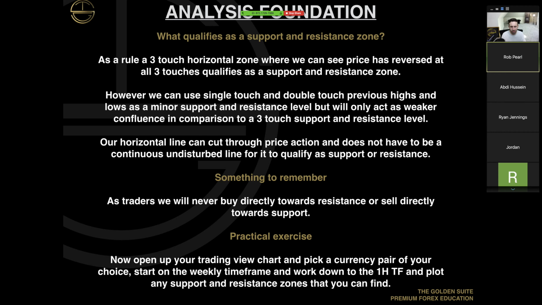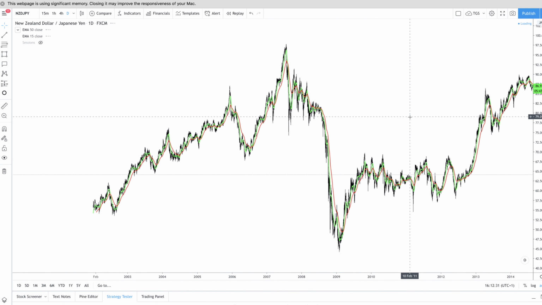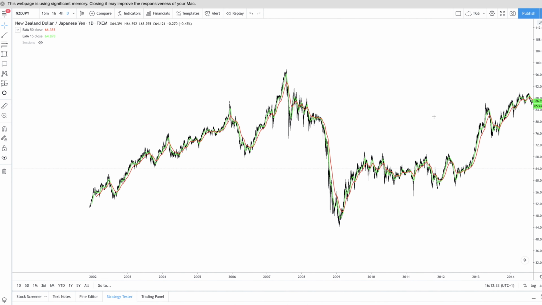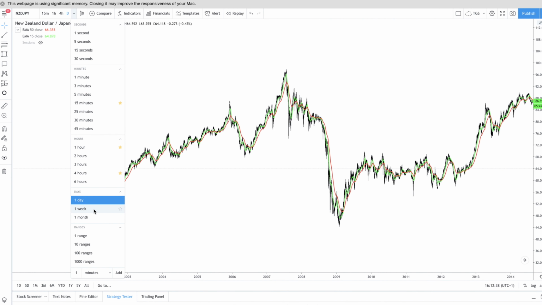Okay, so I'm going to open up the charts now. Okay, so I've just picked up a random chart, ends at DJPY. We've used Euro USD for many examples, so I'll just change it up a bit, and go from there.